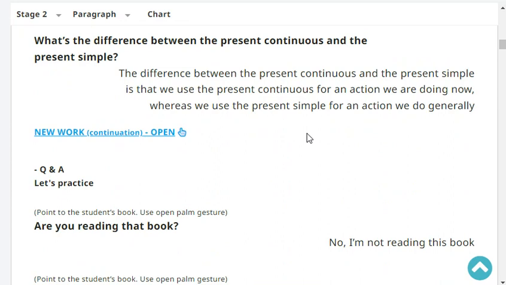First question. What's the difference between the present continuous and the present simple? The difference between the present continuous and the present simple is that we use the present continuous for an action we are doing now, whereas we use the present simple for an action we do generally. Very good.